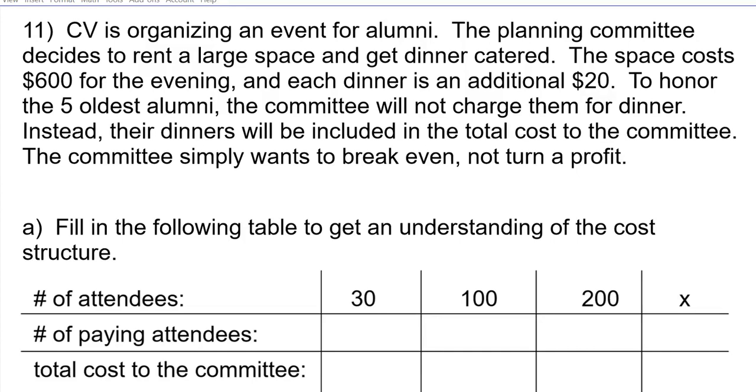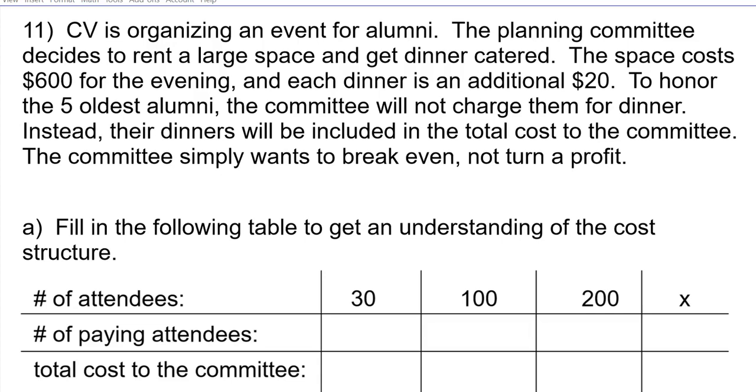Here's the final problem. CV is organizing an event for alumni. The planning committee decides to rent a large space and get dinner catered. The space costs $600 for the evening, and each dinner is an additional $20. To honor the 5 oldest alumni, the committee will not charge them for dinner. Instead, their dinners will be included in the total cost to the committee. The committee simply wants to break even, not turn a profit.